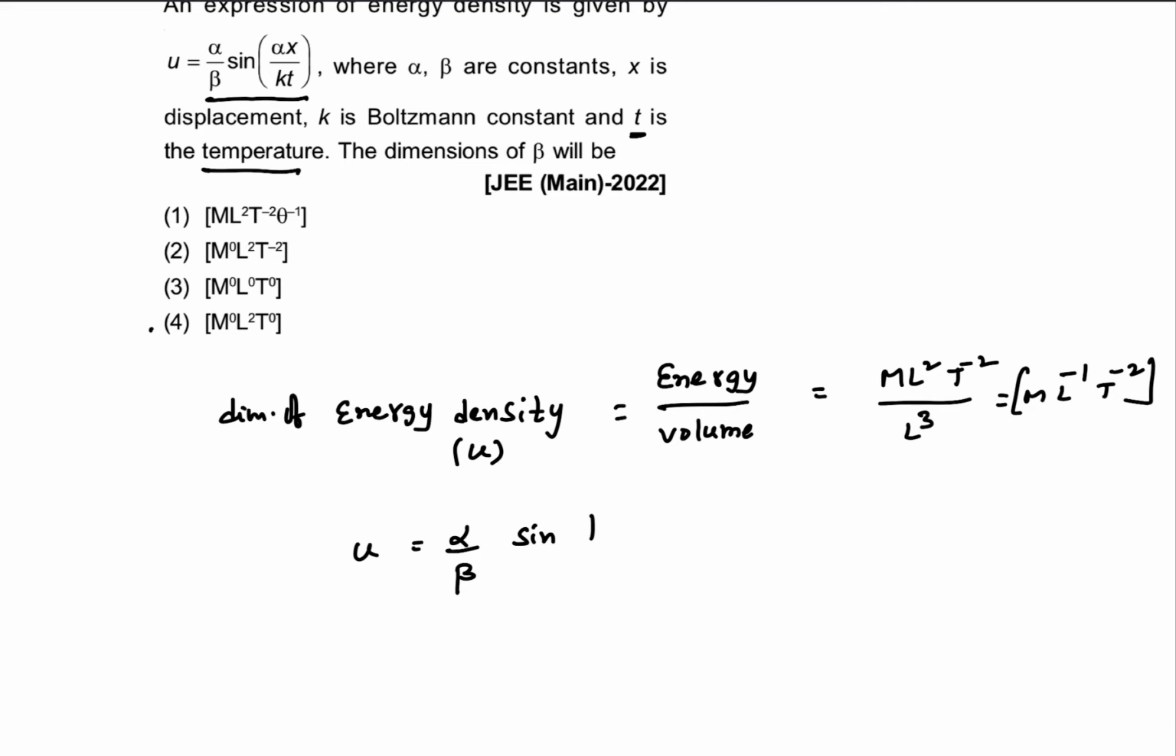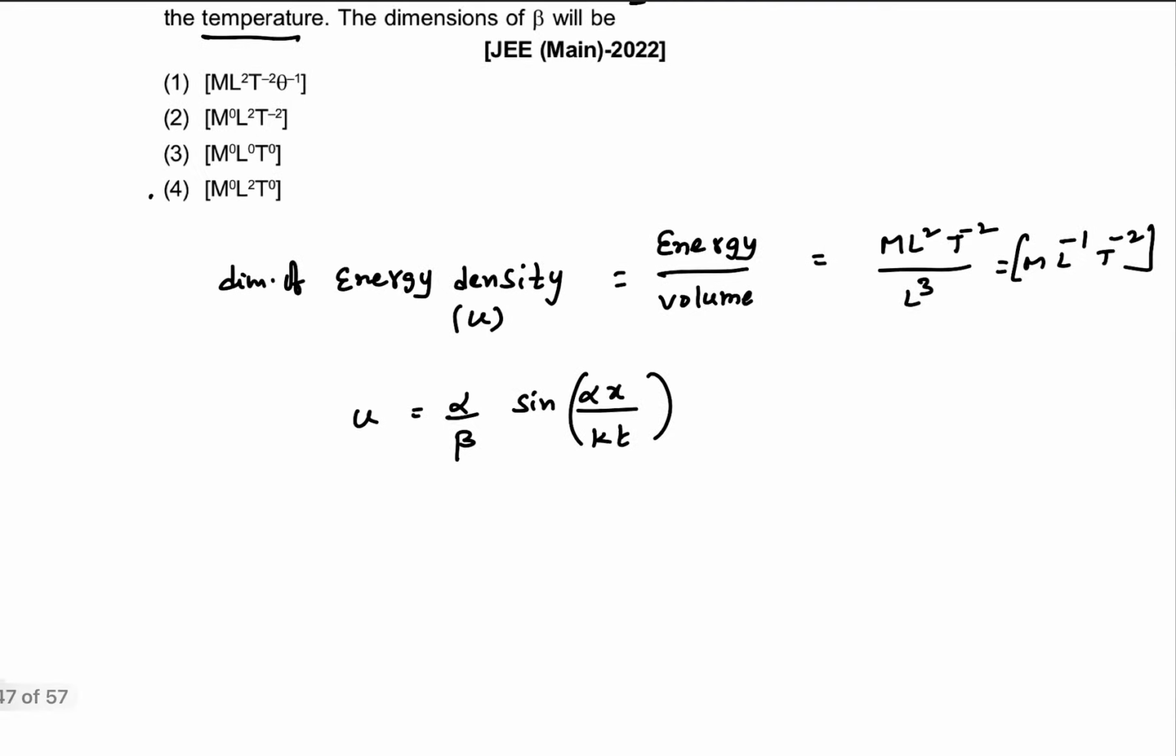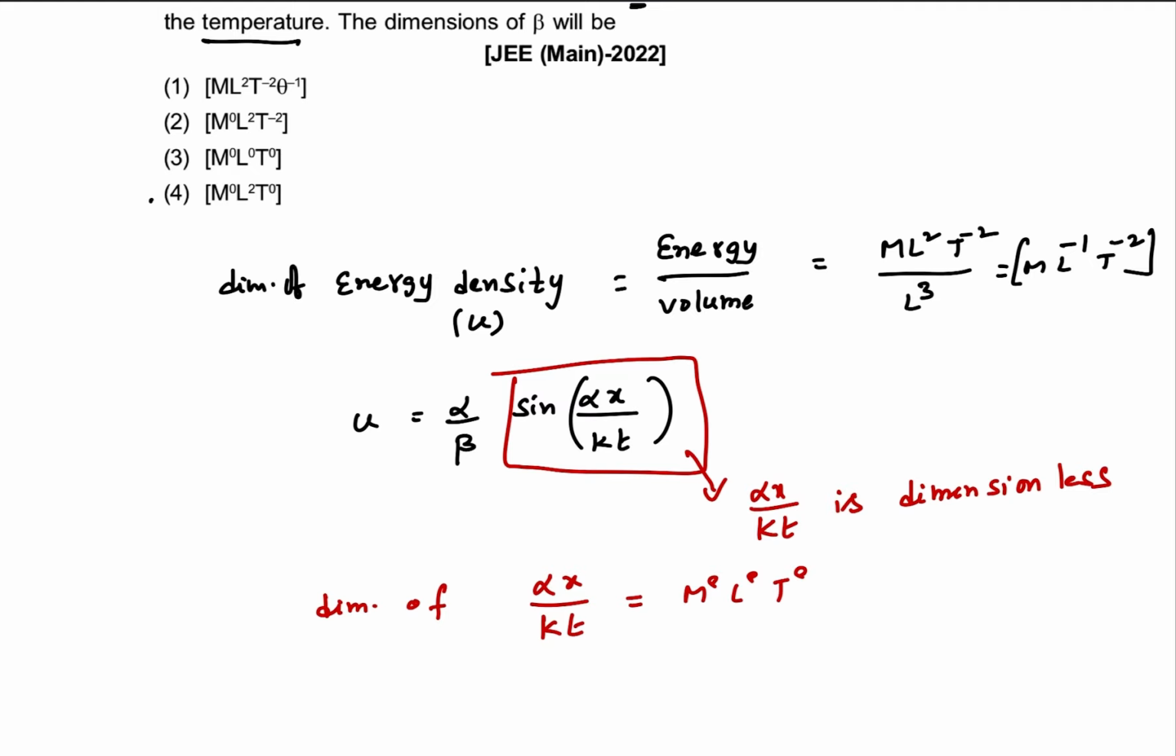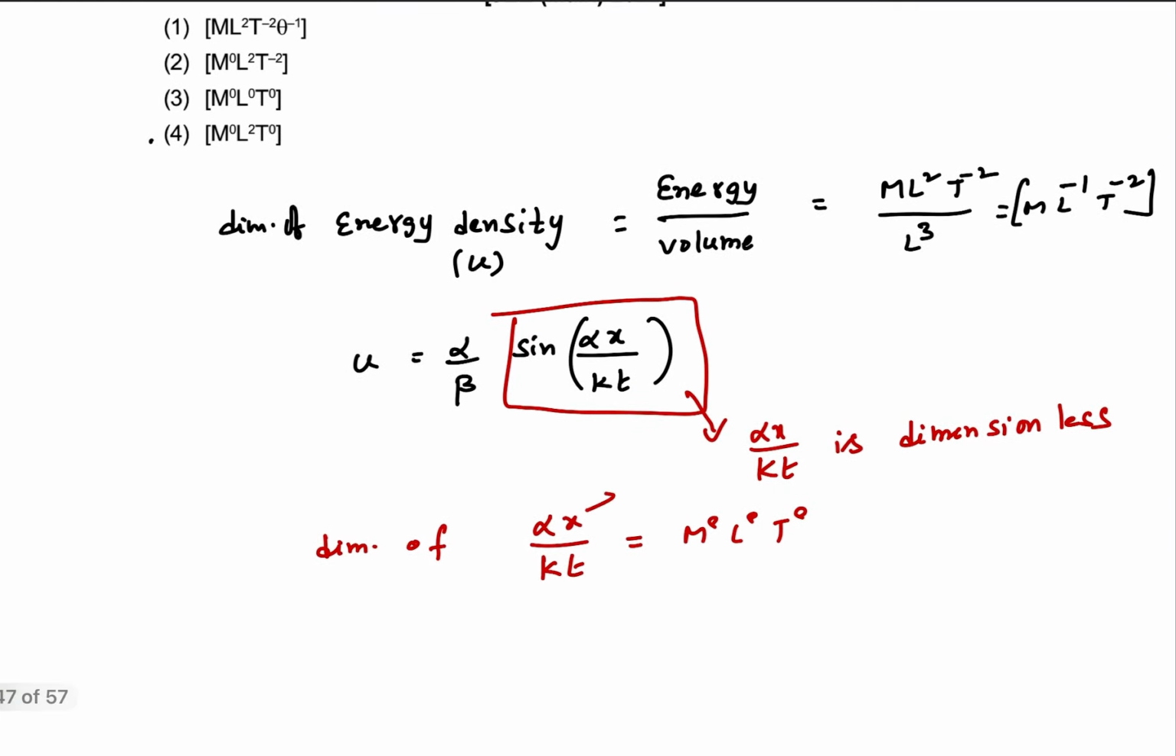U is equal to alpha by beta, sin of alpha x divided by kT. Now you can see this sin of alpha x by kT is dimensionless. And here alpha x divided by kT is dimensionless. If it is dimensionless, the dimension of alpha x by kT is M power 0, L power 0, T power 0.